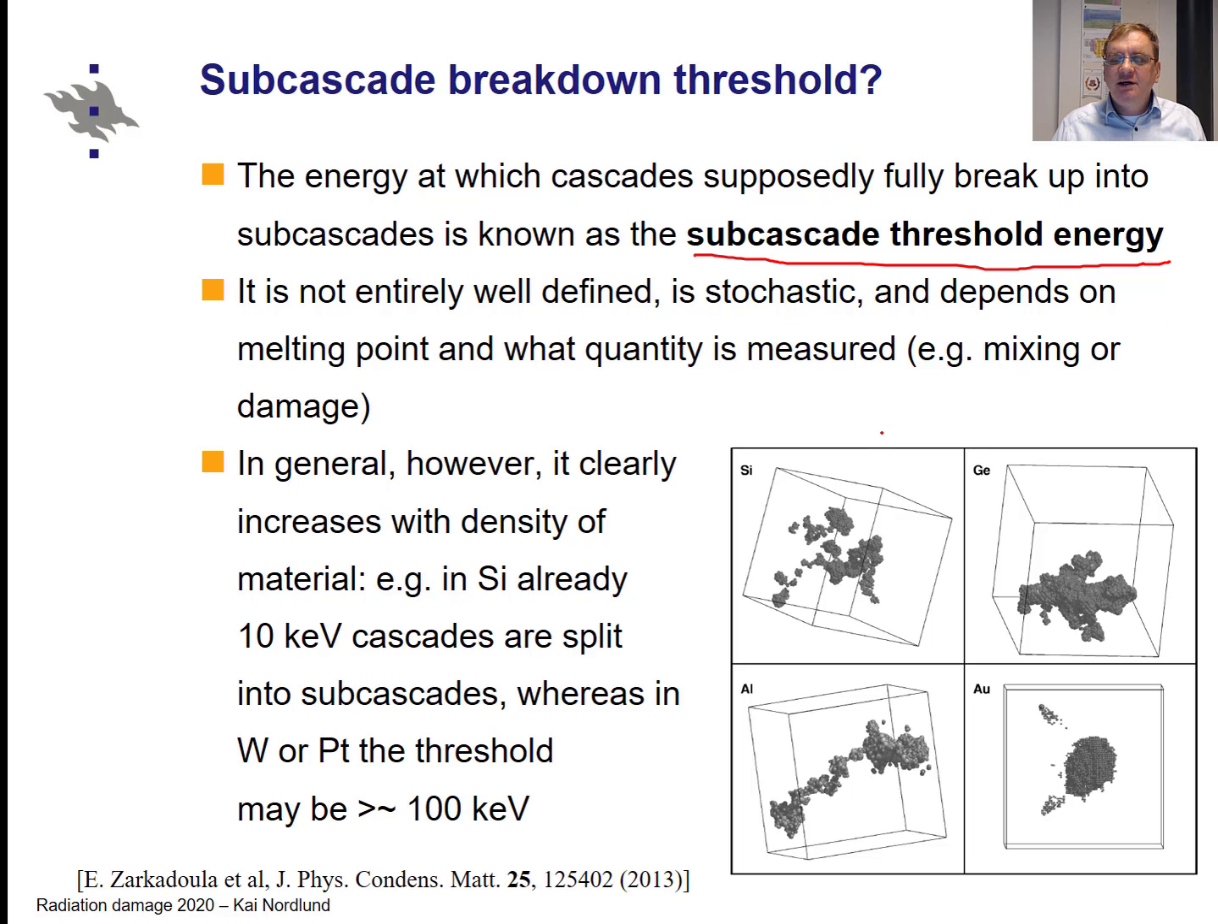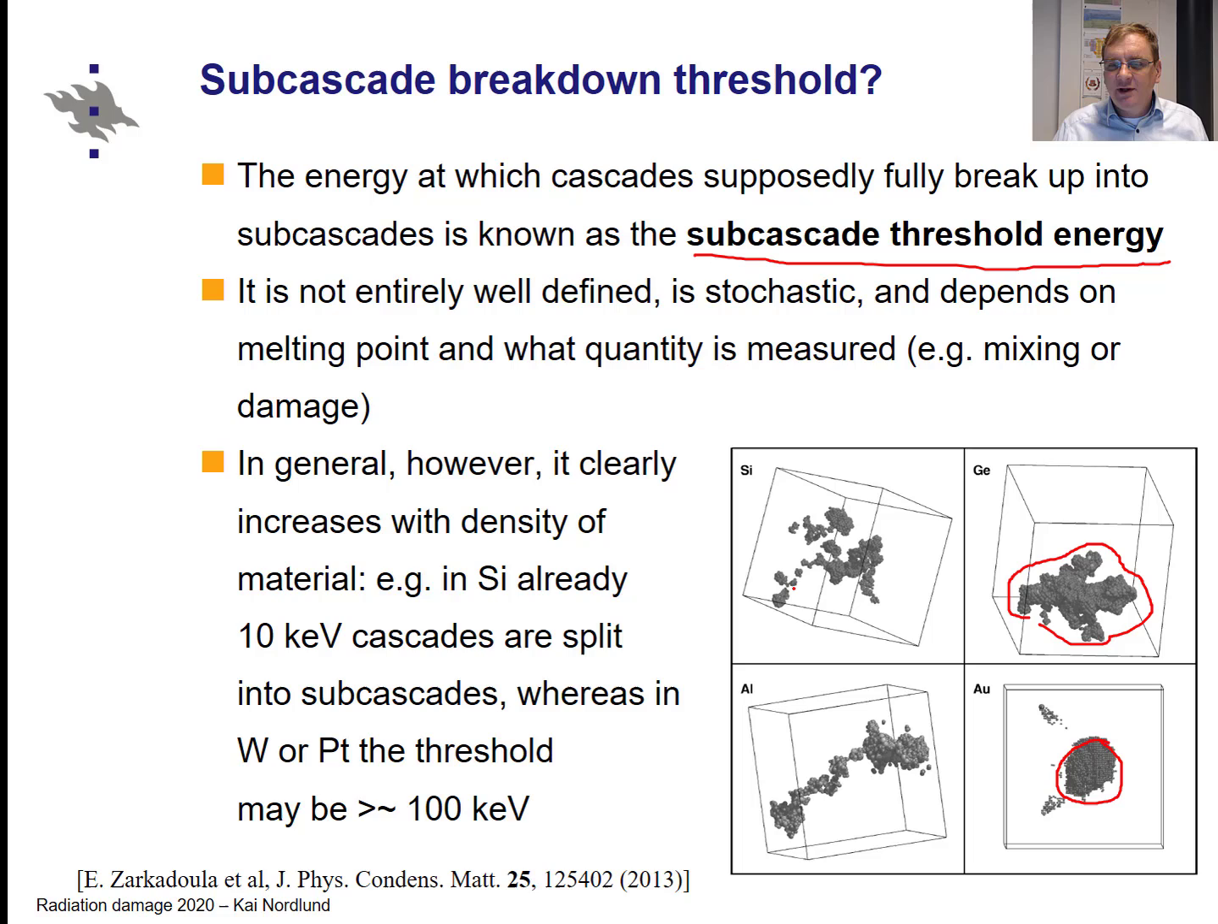And this sounds like there is a single well-defined energy when this cascade becomes a subcascade, but actually there isn't. It's not a well-defined single energy. It's a wide range of energies, maybe an order of magnitude wide, and it's not quite easy to define. For instance, if I look at these images of 10 keV cascades in silicon, germanium, aluminum, and gold, you see that gold clearly has a single heat spike at 10 keV. Germanium, would you call this subcascades or not? I wouldn't. I would say that this is a single cascade with some fractal features.